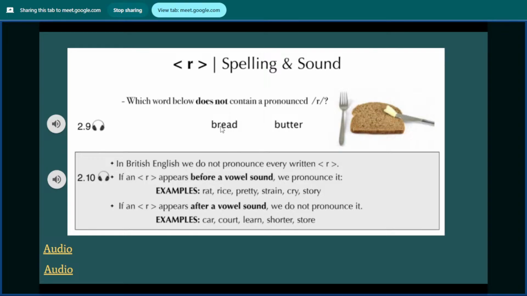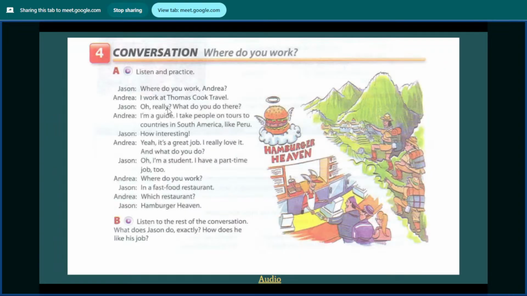So if our R comes after a consonant, then we will pronounce it. We will say bread. But if our letter R is coming after a vowel, then we will not pronounce it. It will be kind of silent. We'll say butter. Same way in this conversation, I will say, where do you work, Andrea?